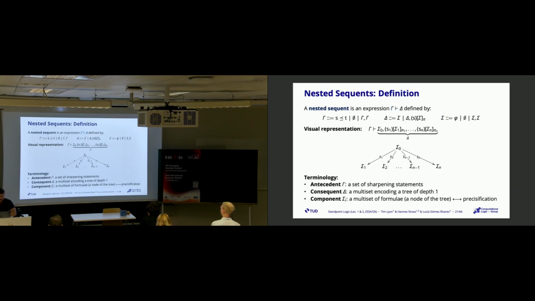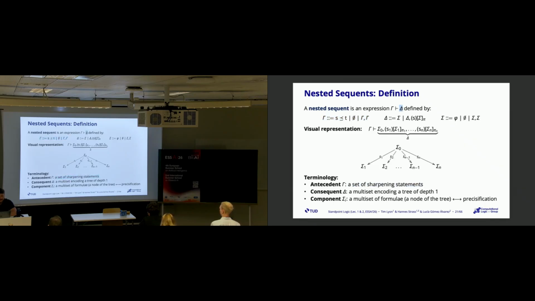So the left-hand side of the nested sequent is called the antecedent, and it will consist of just a set of sharpening statements, which we saw previously. So it consists of a set of these statements which tell us how standpoints relate to one another. You can define gamma by means of this BNF grammar, and it says that a single sharpening statement counts as an antecedent. The empty set counts as an antecedent, and given two sets of sharpening statements, I can union them together by means of this comma to obtain a new antecedent. So this BNF grammar is essentially defining that the antecedent is a set of sharpening statements.